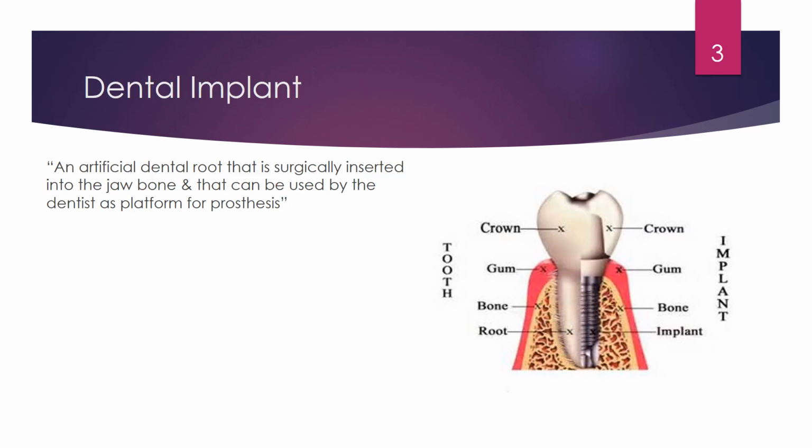Coming to a dental implant. Okay, so a dental implant, this is a dental implant. A dental implant is an artificial dental root that is surgically inserted into the jawbone, and it can be used by the dentist as a platform for any prosthesis. Okay, so these are the gums, this is the bone, this is the implant.